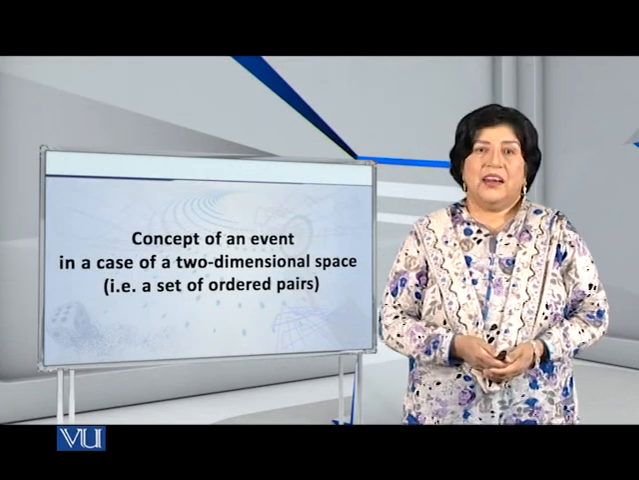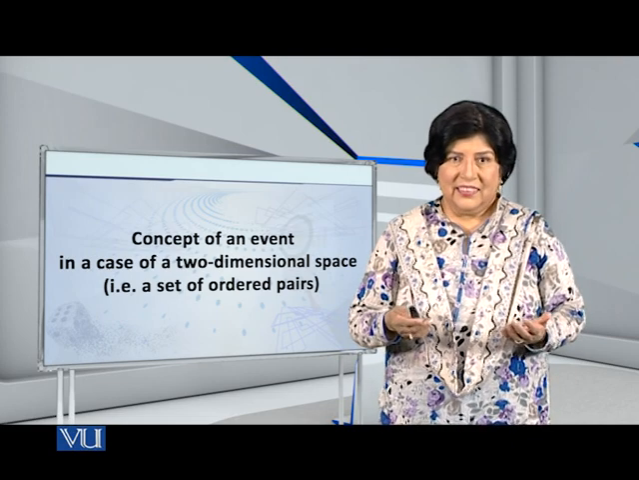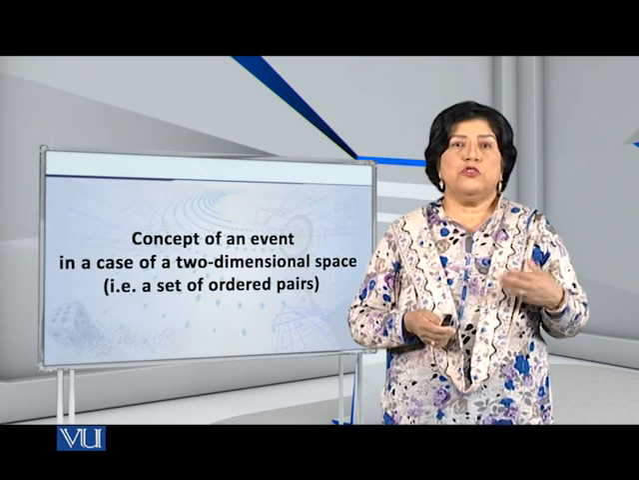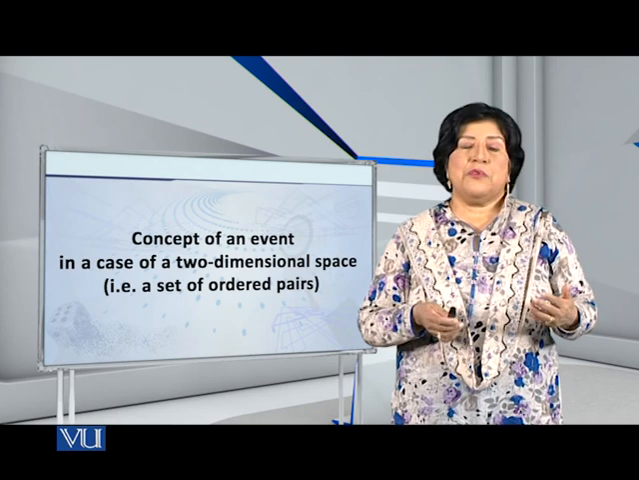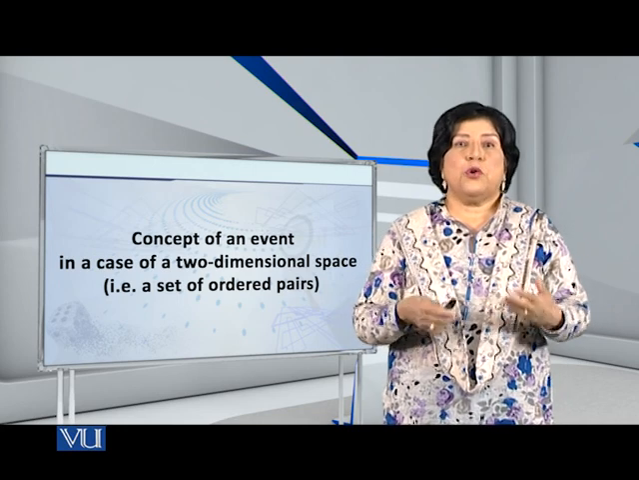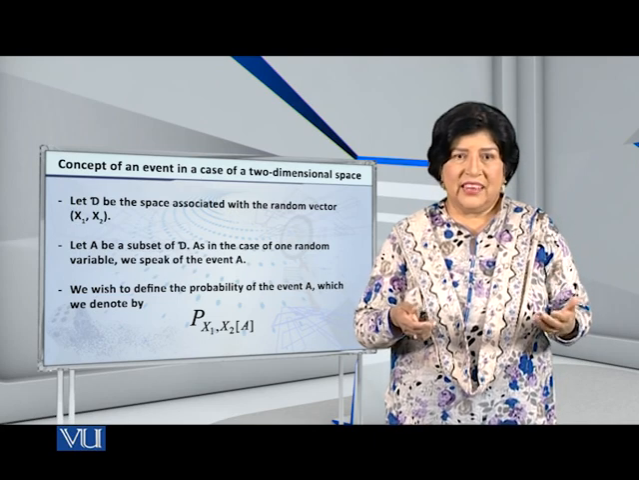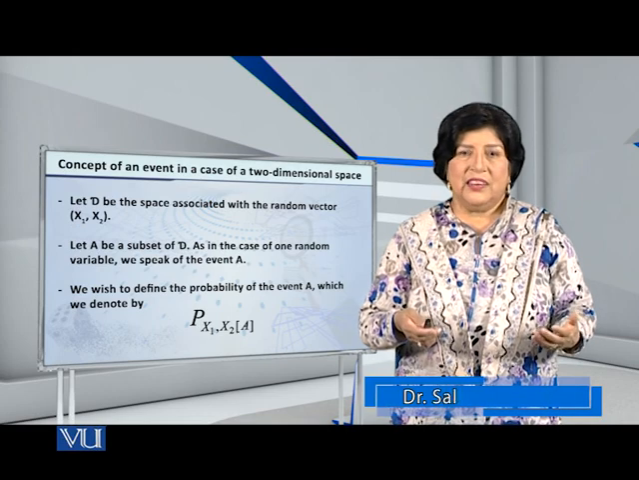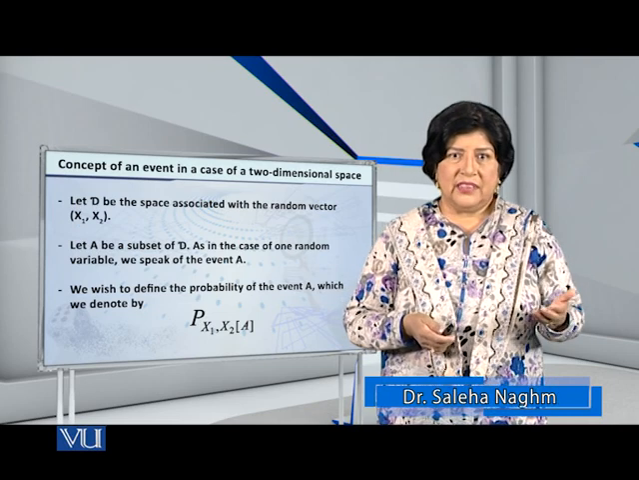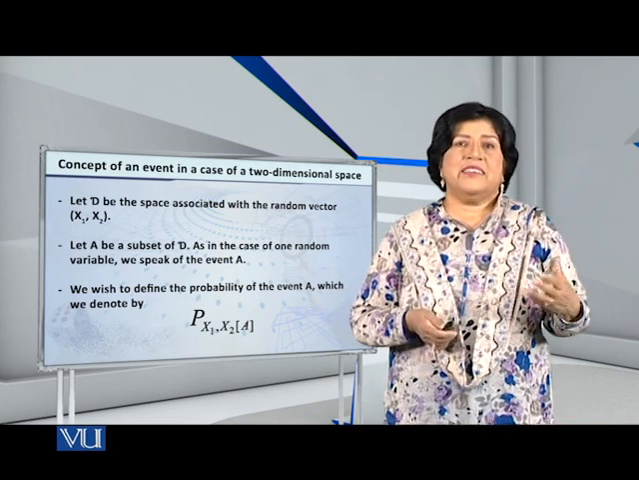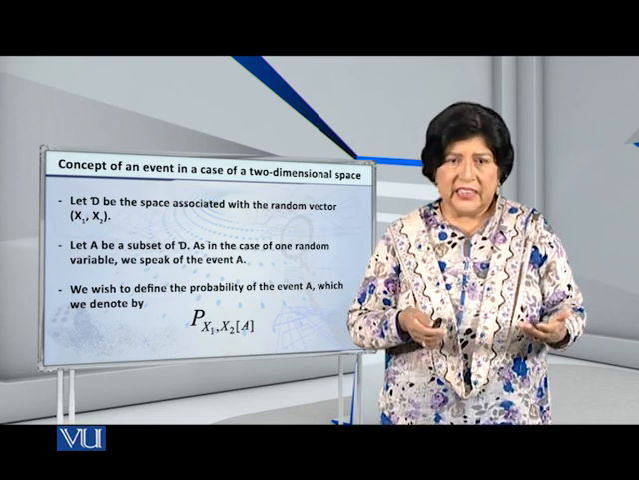Dear students, I'm now going to present to you the concept of an event in the case of a two-dimensional space. That is, in that case, when we have a set of ordered pairs. So let us begin by saying that capital D is the space associated with the random vector x1, x2. And let capital A be a subset of D.